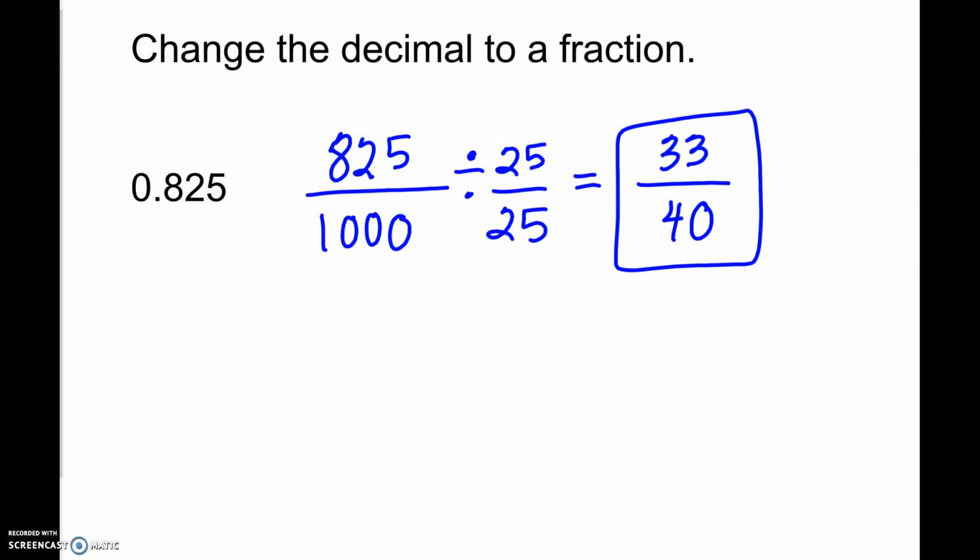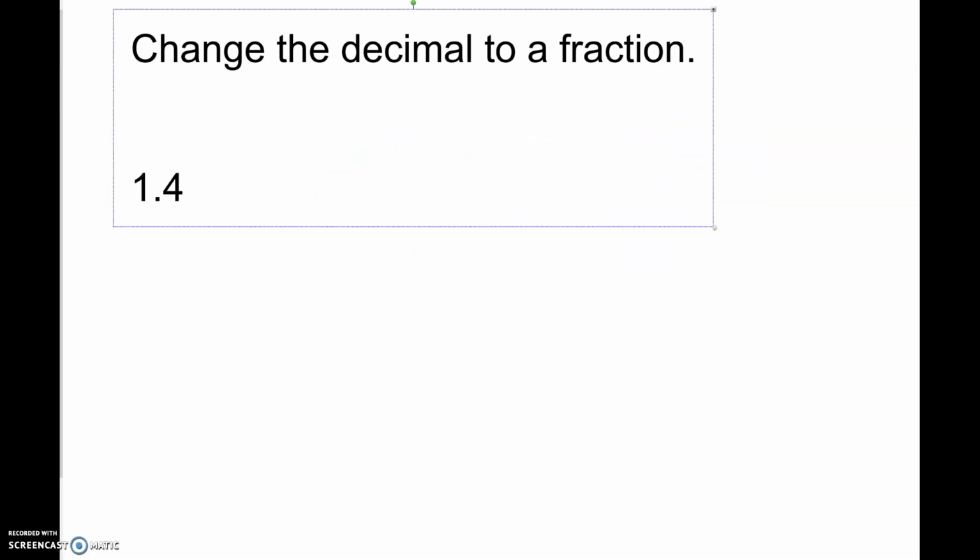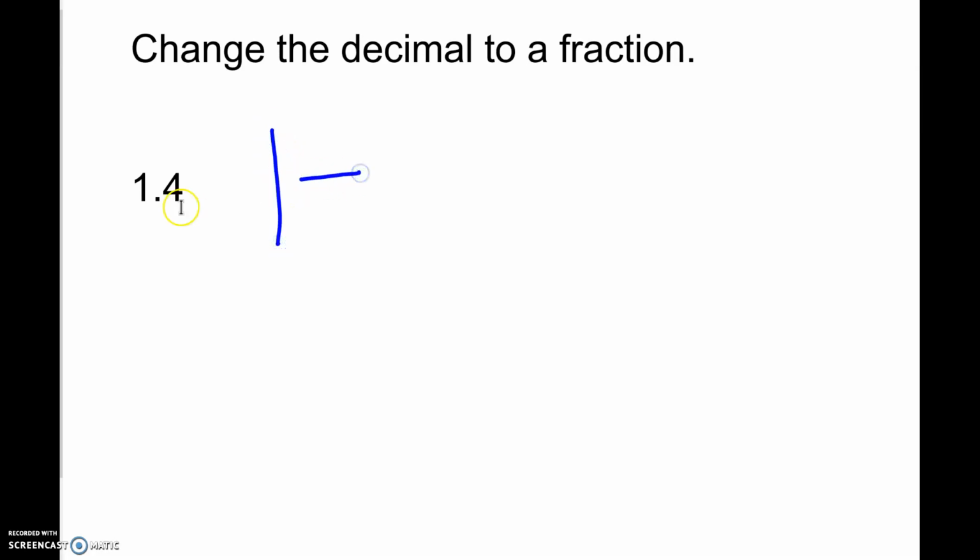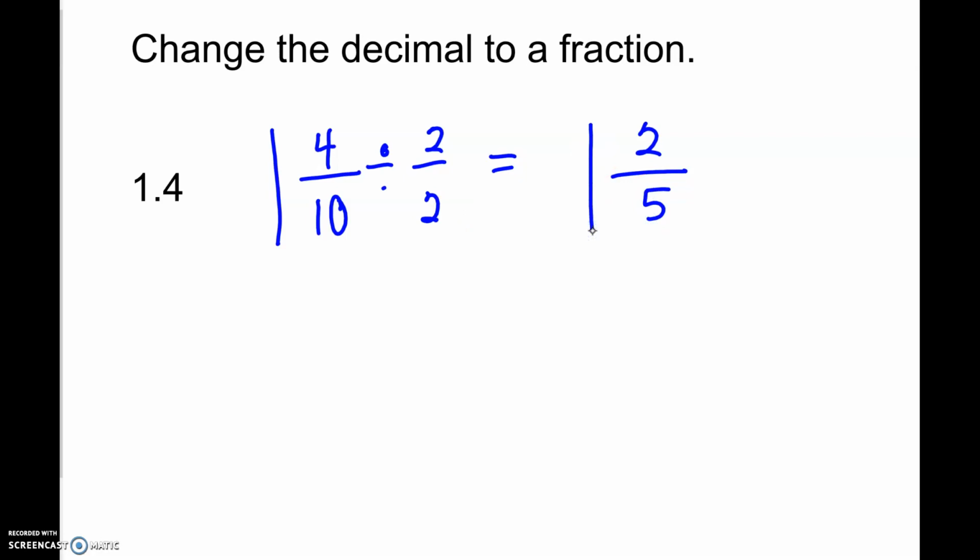Well, not all numbers are decimals. Sometimes they end up being a 1.4. So if we're going to talk about 1.4, this is going to be a mixed number. So if we're going to have 1 and we've got our 4, now what place value is that? That is tenths. Now 4 and 10 are both even, so I can divide by 2. So 4 divided by 2 is 2. 10 divided by 2 is 5, and I still have my whole number in front. So I have 1 and 2/5.